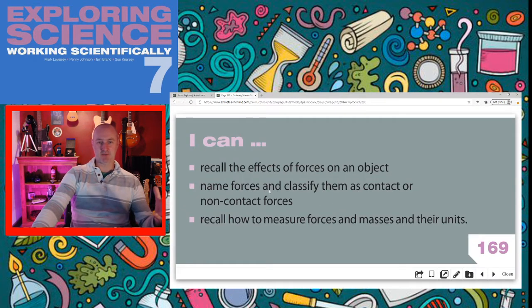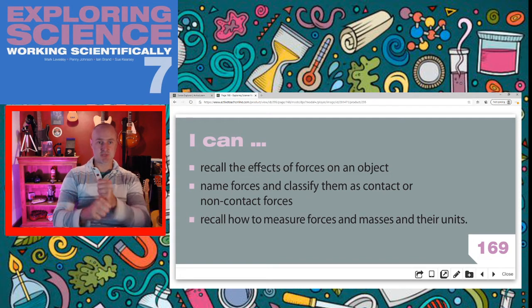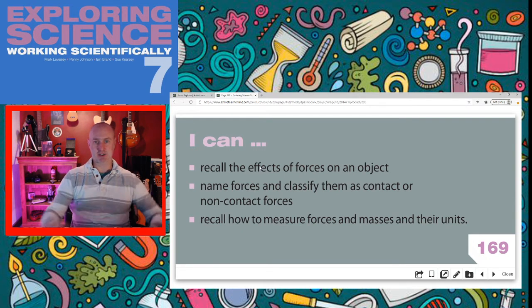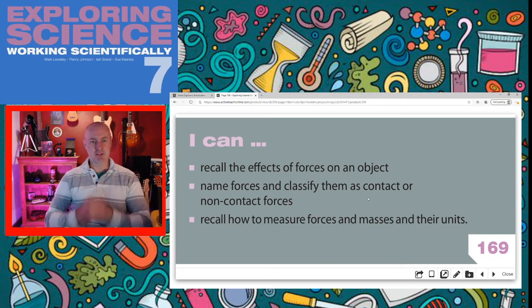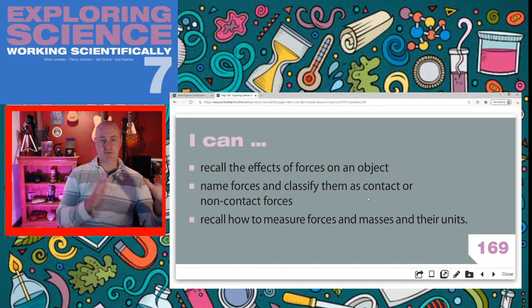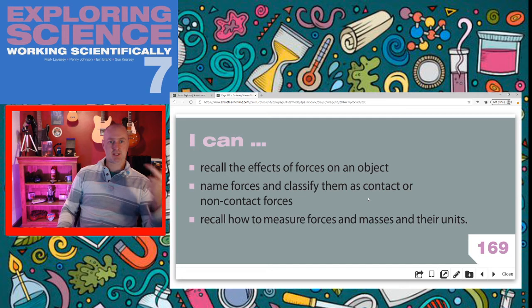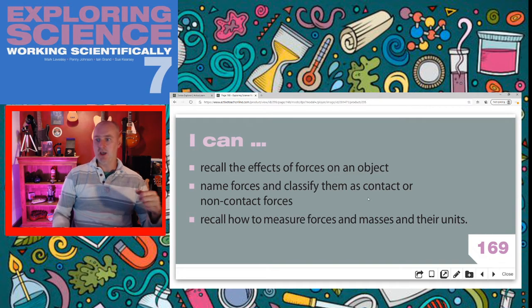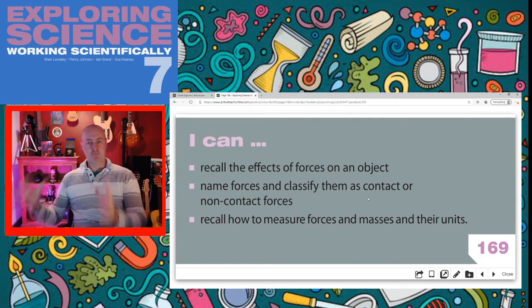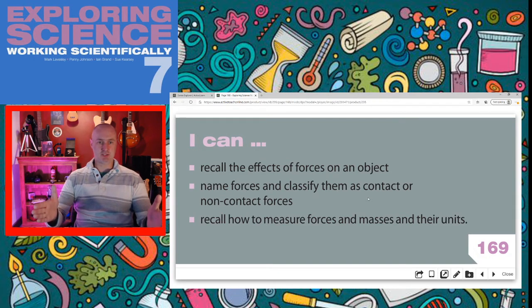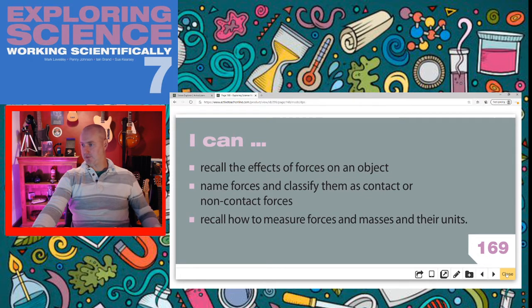The take-home points from this lesson, because I have waffled a lot today, are the effects of forces on an object: they will change the speed, the shape and direction. Forces can be classified as contact if there's touching involved, or non-contact if not, and the non-contact forces are gravity, magnetism and static electricity. And the units of force are newtons, the units of mass is kilograms, and we measure them both with scales. Okay, so they are the take-home points.